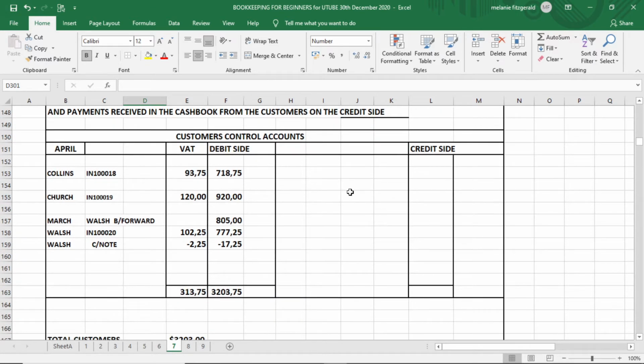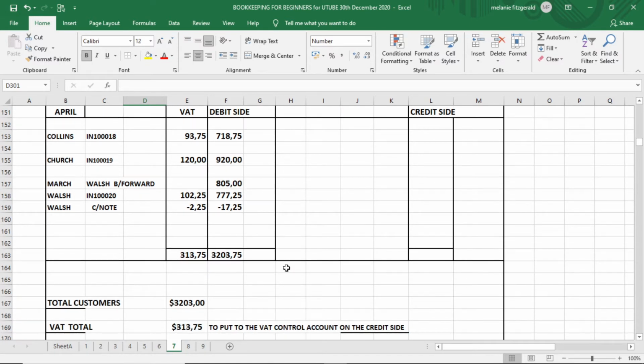All right, very important. Mr. Collins bought $718 worth of stuff from us. Mr. Church bought $920. The balance brought forward for Mr. Welsh, he still owes us from March, was $805. And then Mr. Welsh came and bought some more stuff from us, in total $777.25. The VAT for those items is also on here. We're also showing the VAT, each VAT item for the stock that was bought from us.